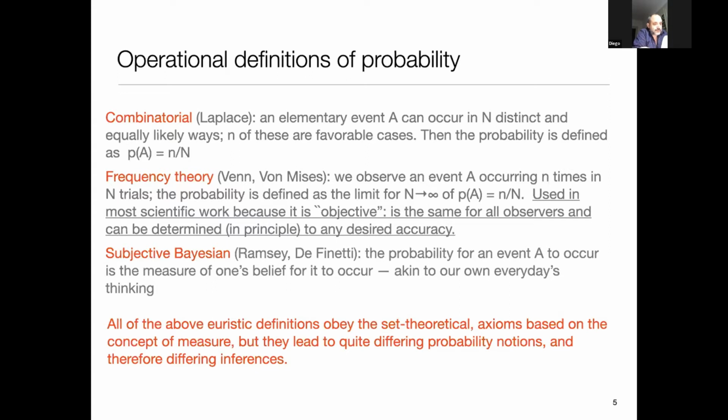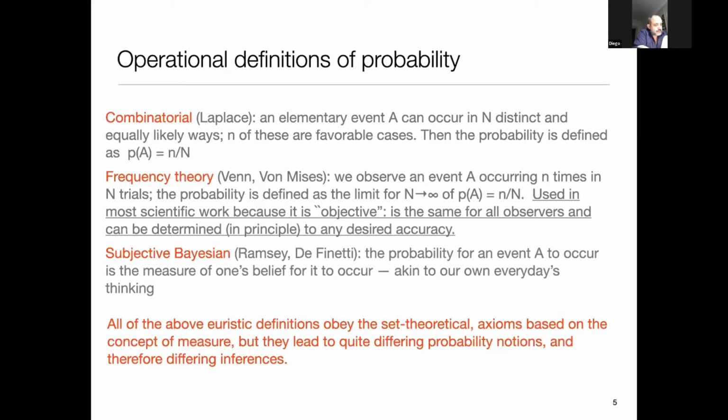If an elementary event A can occur in a number N of distinct and equally likely ways, and if we identify as small n the number of favorable cases, favorable defined by the operator in this case, then the probability is the ratio between the number of favorable cases and the total possible outcomes, small n over big N.